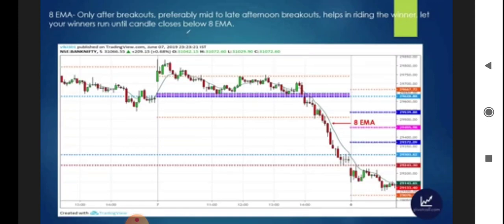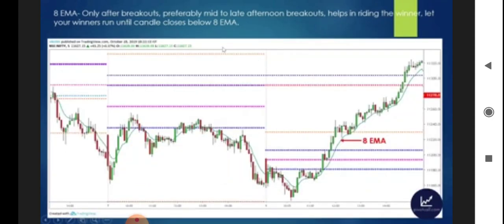Now if you ask me where to book profit, if you have taken this trade, square off your position at the market close, or if any candle breaks that 8 EMA and closes above it, that means done. That means you can book your profit. As long as candles are below 8 EMA, you can stay in that trade. That is how 8 EMA can work very well, especially when there is a breakout.